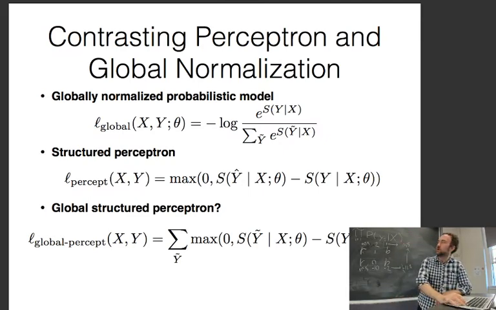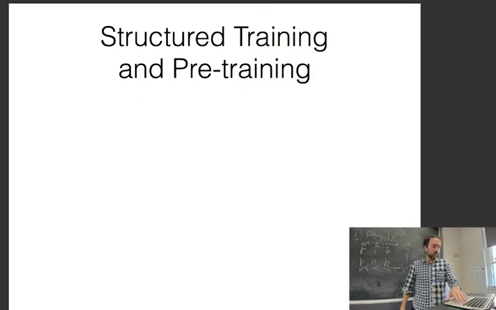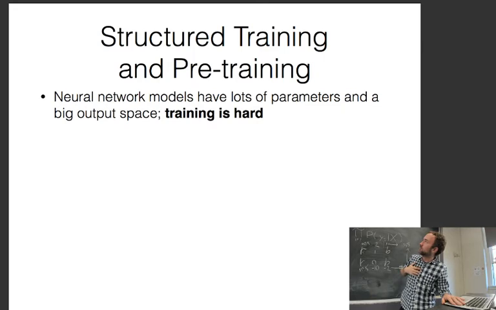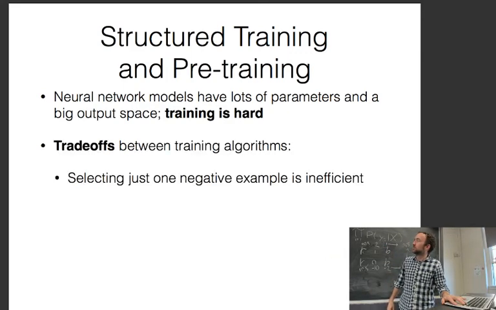So there's kind of two steps to move from the globally normalized model to the perceptron. Oh yeah, and the bottom one has the same computational problems as globally normalized probabilistic models. So one thing I should mention is that one of the problems with global models is that neural networks have lots of parameters and a big output space, which means that training is hard. And there are trade-offs between the training algorithms. If we select just one negative example, like we do for the structured perceptron algorithm, training can become inefficient.